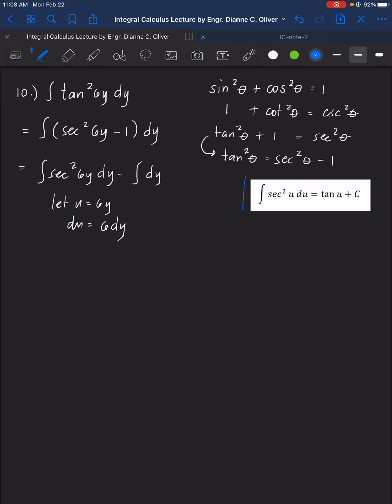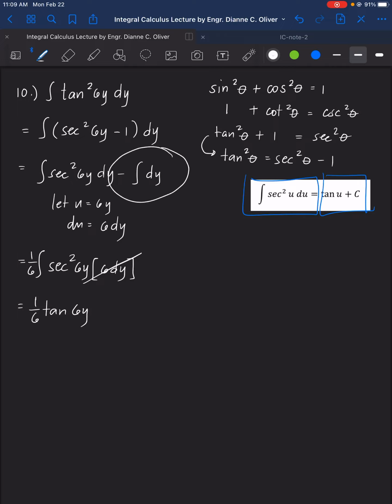Using the pattern, that is equal to integral of secant squared u, and then the du here is 6 dy. Since there's no 6 in the original here, we will balance it with 1 over 6 and then disregard this portion, and the final answer here is the pattern tangent u plus c. So the answer here is 1 over 6 tangent u, which is 6y.